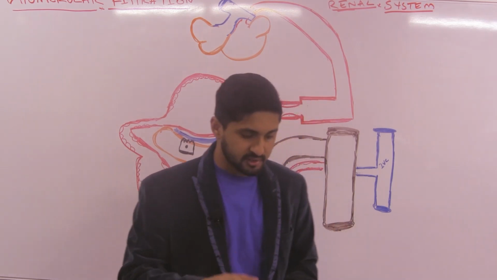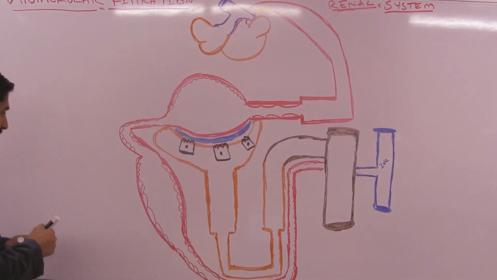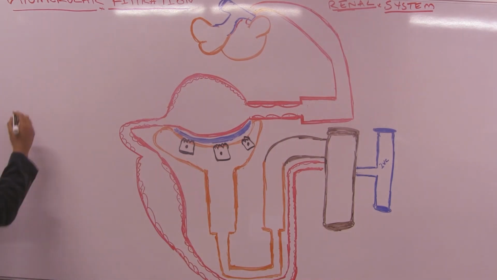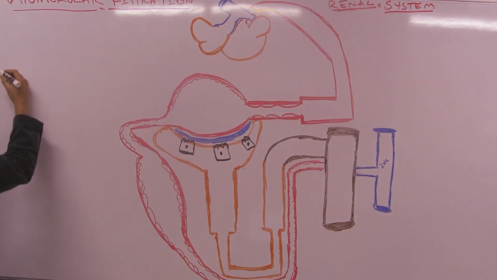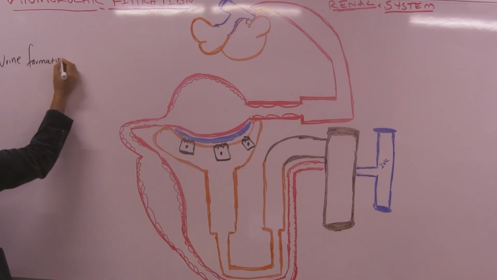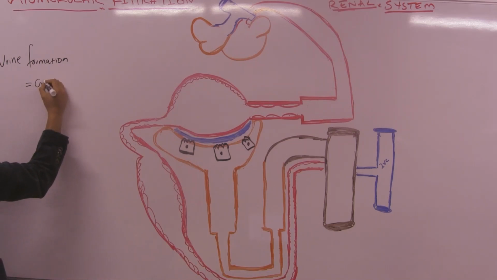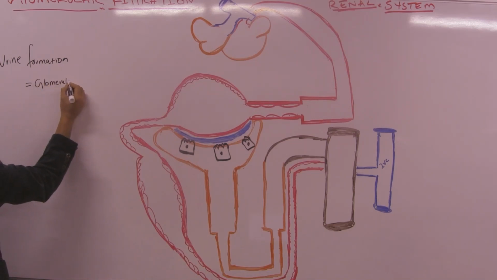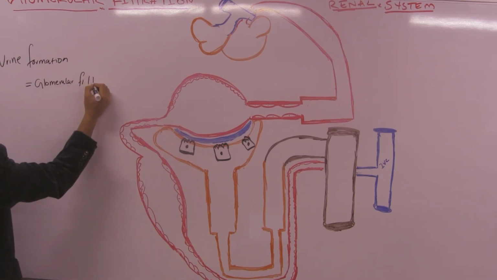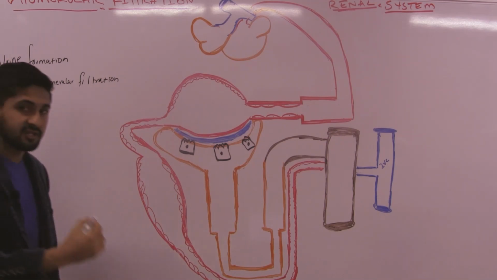Usually urine formation is a result of a couple of things. Let me write it down that way. The steps are, let's say, urine formation. Urine formation is a result of three things. One is the glomerular filtration. So we'll write down glomerular filtration. That's something that we're going to talk about today.